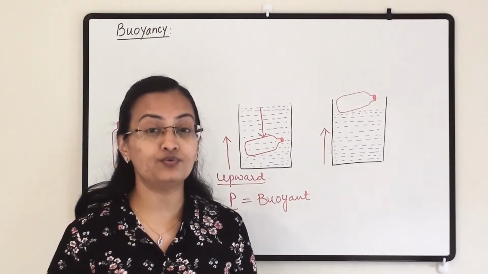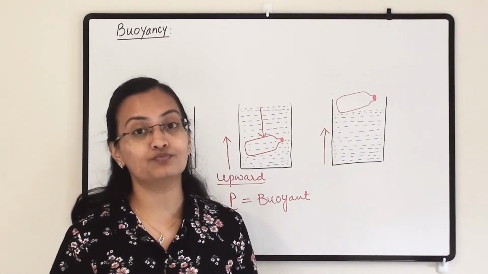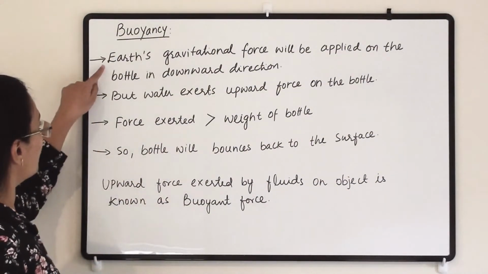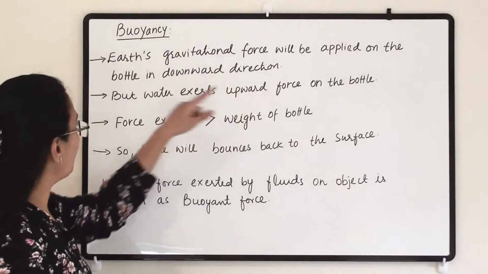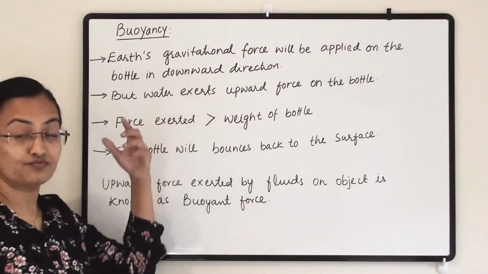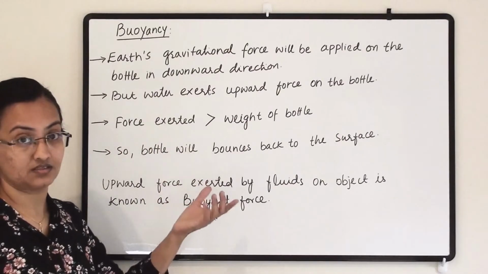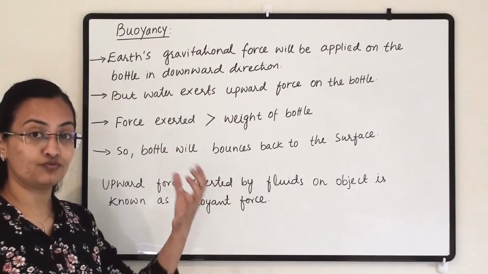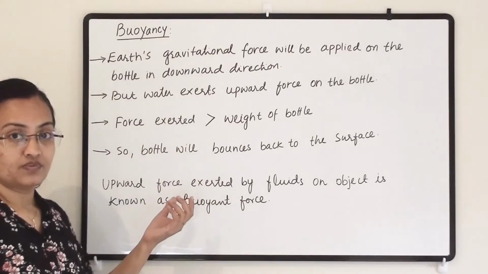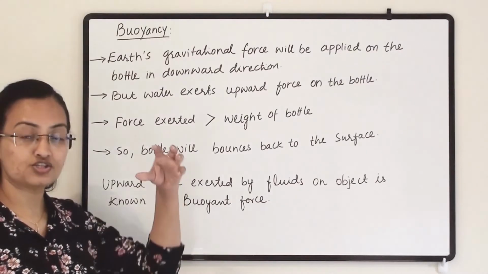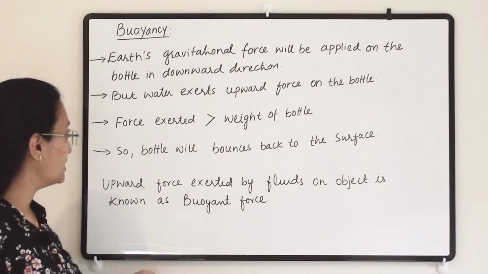So as the fluid will be denser, the buoyant force measure will be higher. So let us understand this. Earth's gravitational force will be applied on the bottle in the downward direction, and that is the measure of its weight. The weight of an object is due to the gravitational force, and the gravitational force is acting towards the downward direction.